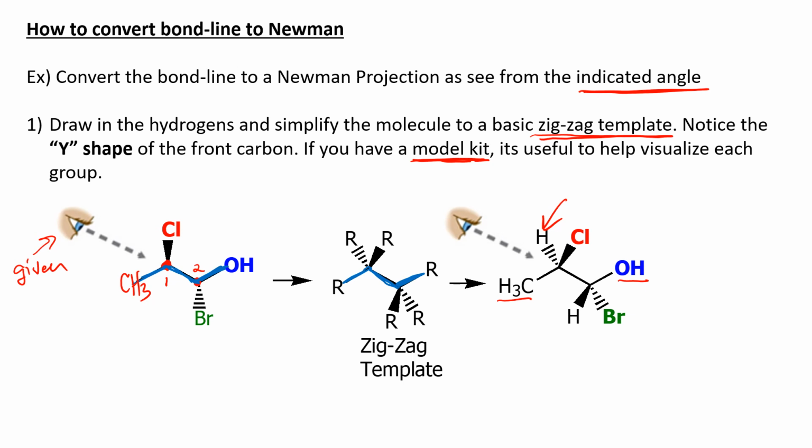Now, when the molecules get more complex, you're going to see the utility of this zigzag template. Our original molecule is already in that zigzag template, but I've done that by design so we can easily put our groups in. So step one, we're drawing in our hydrogens based on the positioning of the other groups. The bromine is already going back, so that means the hydrogen must be coming out. Step one, fill in your hydrogen, and just take notice from this perspective, I'm looking at this front carbon, which has a Y-shape.